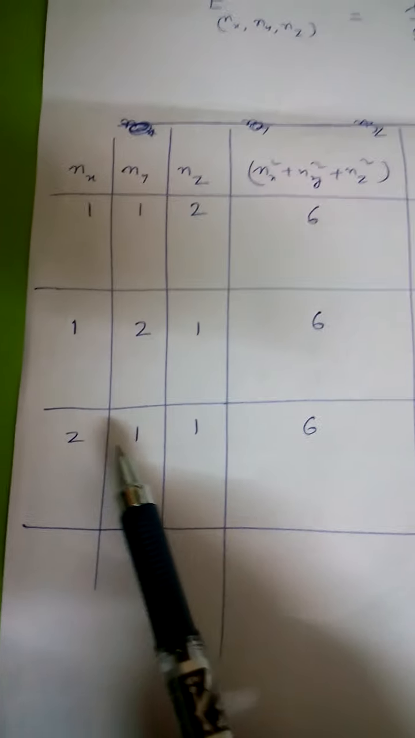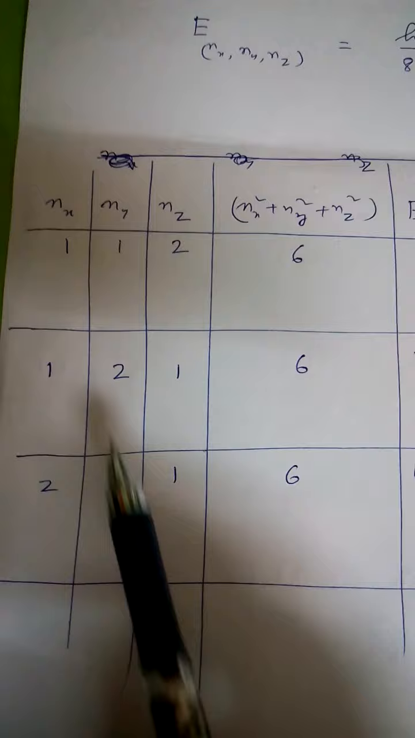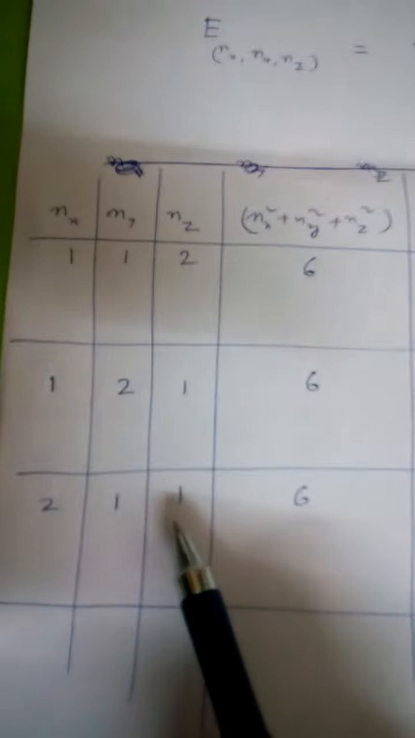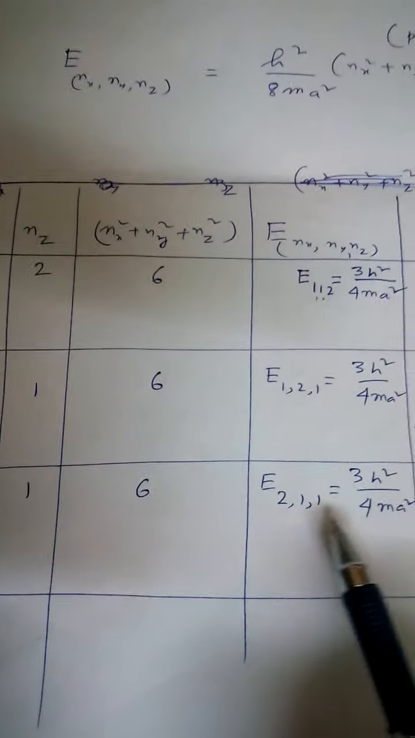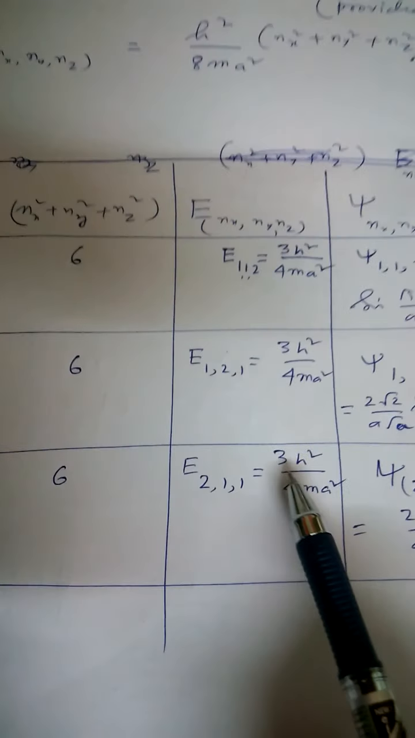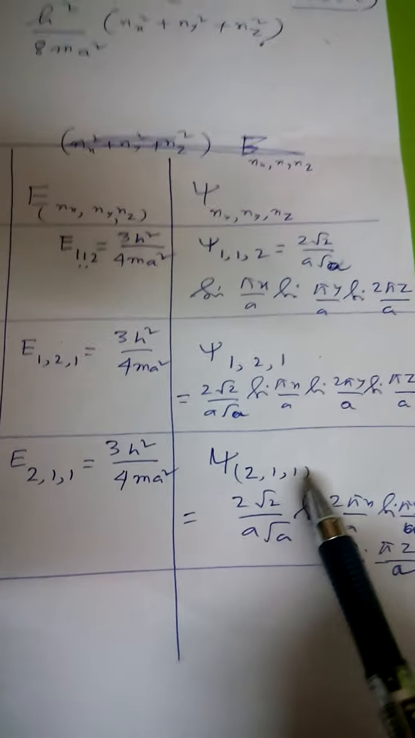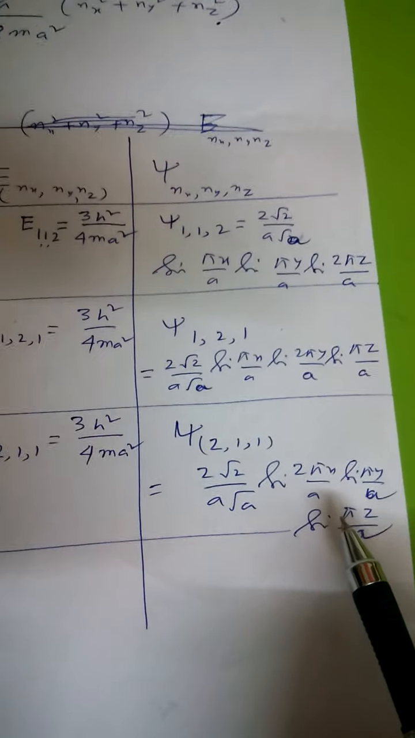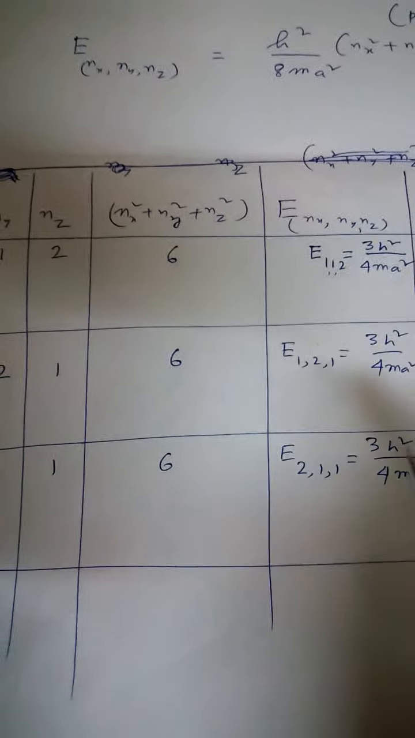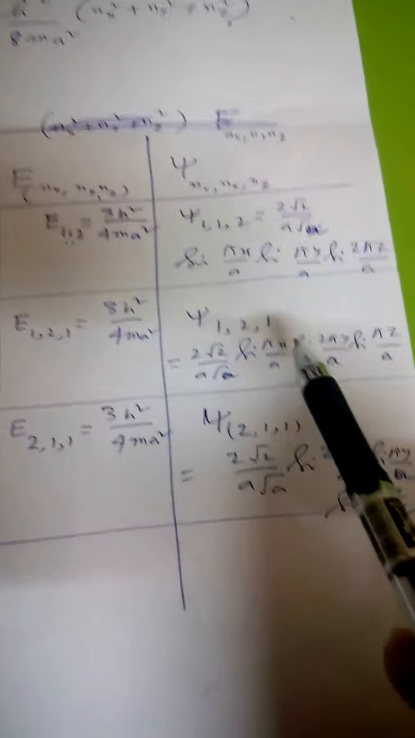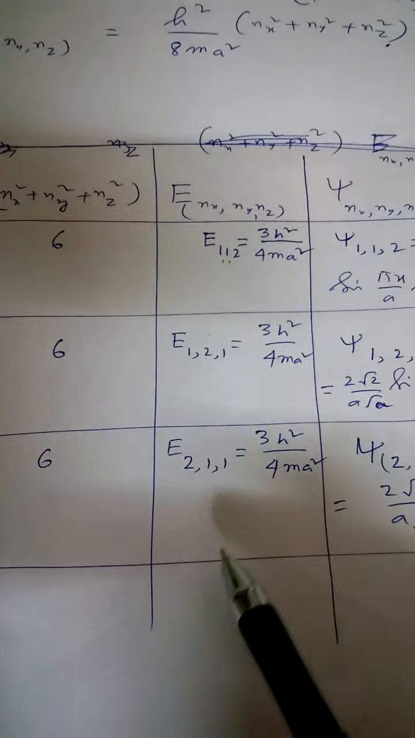Similarly, we consider the 2, 1, 1 state, that is nx equals 2, ny equals 1, nz equals 1. So E211 comes to be 3h square by 4m a square, the same energy eigenvalue, but the wave functions are different. 2, 1, 1 means this wave function. This means we have different sets of wave functions having the same energy value.